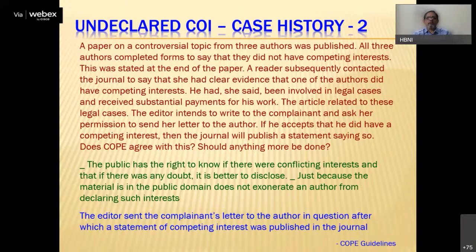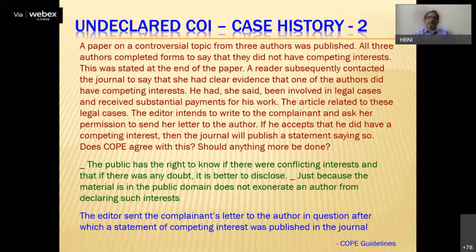So she says that he had been involved in certain legal cases and also received financial consideration, that is substantial payments for his work. So the article related to these legal cases. In fact, the article which was published related to certain legal cases which the particular author was dealing with, and he has not mentioned it, and he was also getting paid for it. So there is a very clear conflict of interest here.